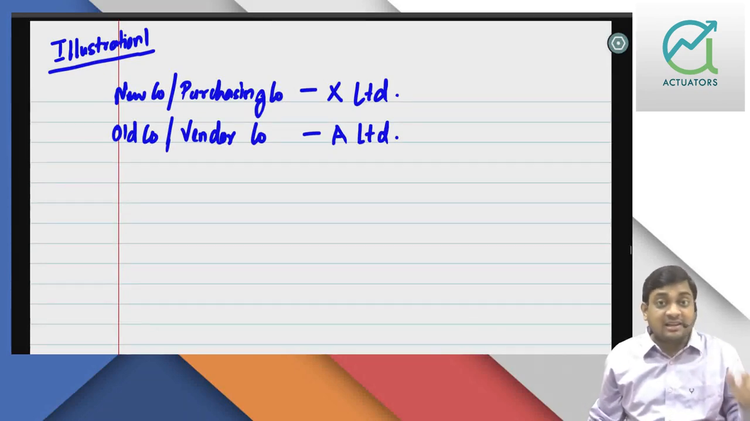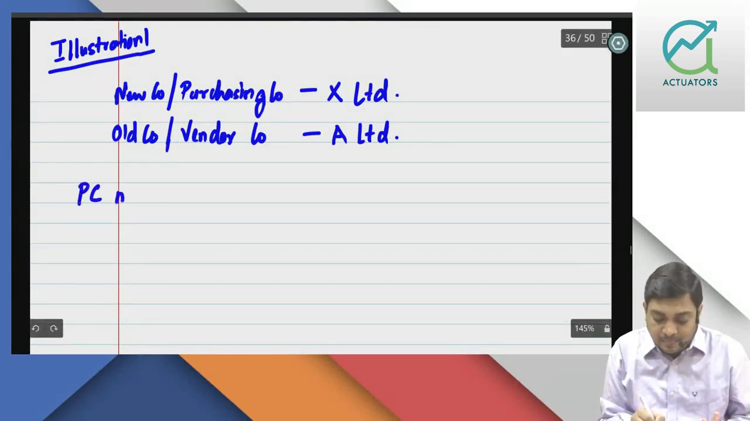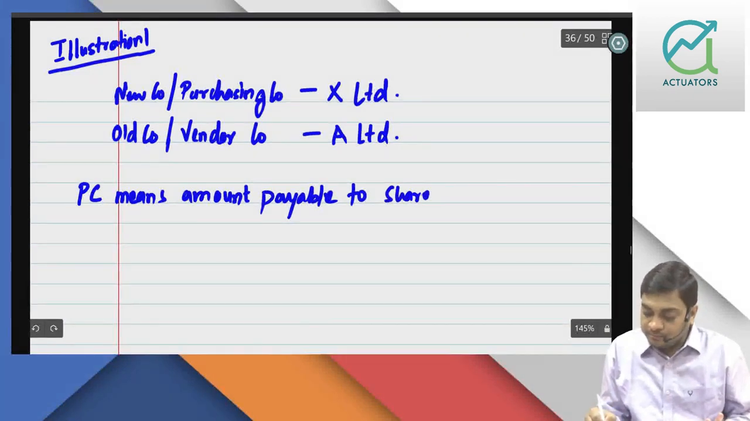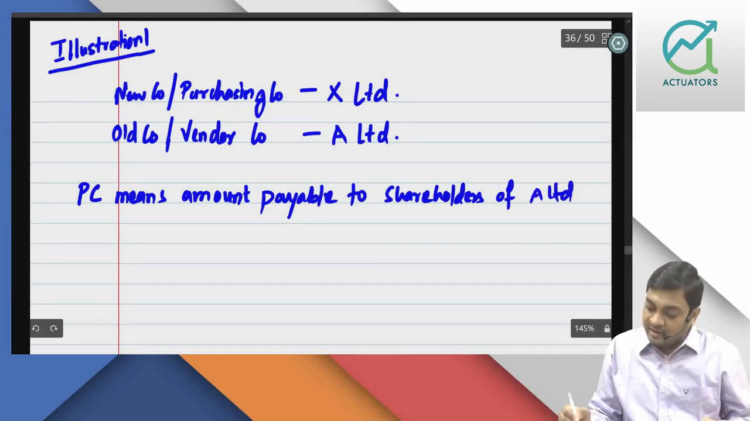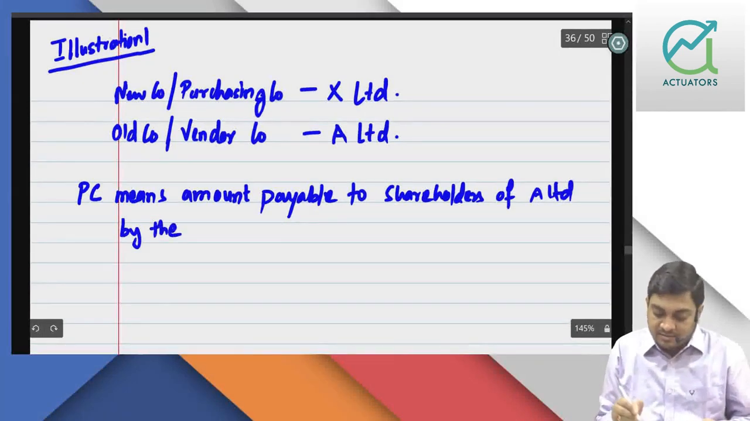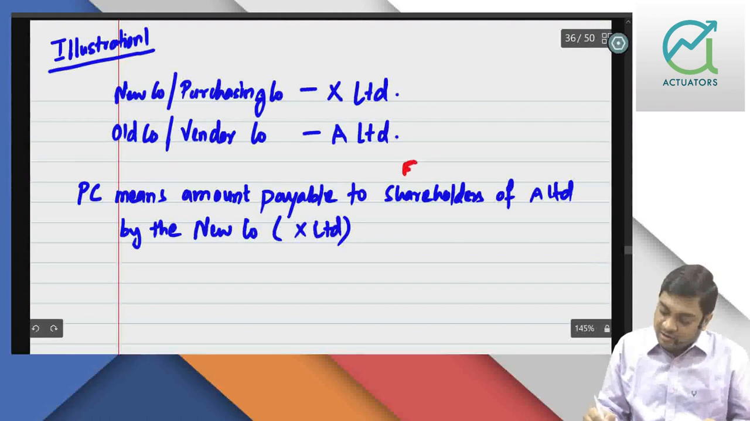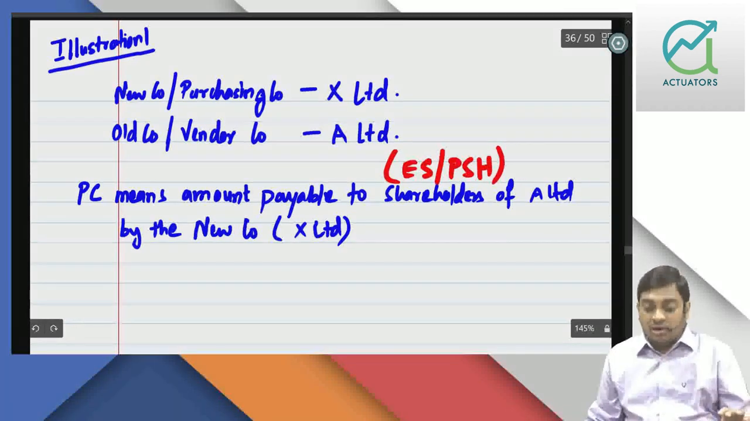So they have given us two cases. Case one, when consideration is calculated under the net asset method, and when consideration is calculated under net payment method. So basically we have to calculate purchase consideration. So what does the word purchase consideration mean? Amount payable to shareholders of A Limited by the new company, that is X Limited. Now shareholder means equity as well as preference shareholder. Both will get consideration from the new company, right?